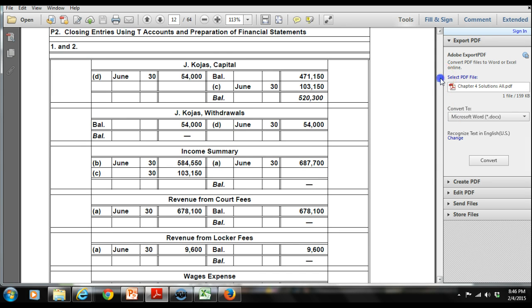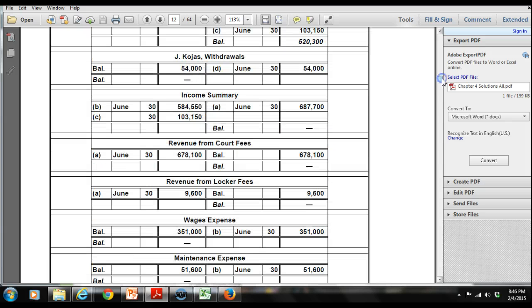Okay? So let's zero out our revenue accounts, and what we're going to do is go to our 2 revenue accounts, revenue from court fees and revenue from locker fees, that have credit balances. We want to zero them out, so we're going to make the closing entry in A. We're going to show June 30th, and we're going to take that exact balance and debit it because we want to zero it out. So we would show a revenue from court fees debit of $678,100, and we would also show in revenue from locker fees, the closing entry A, a debit of $9,600.